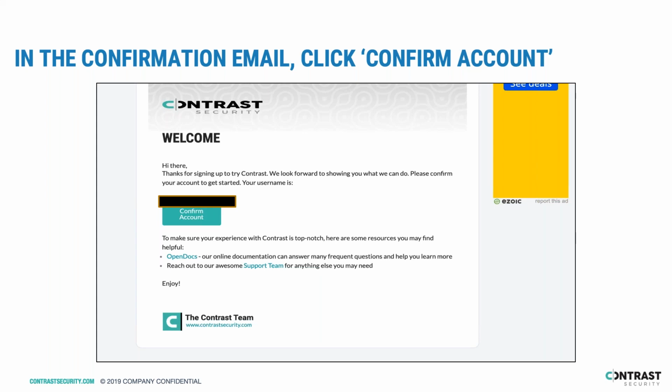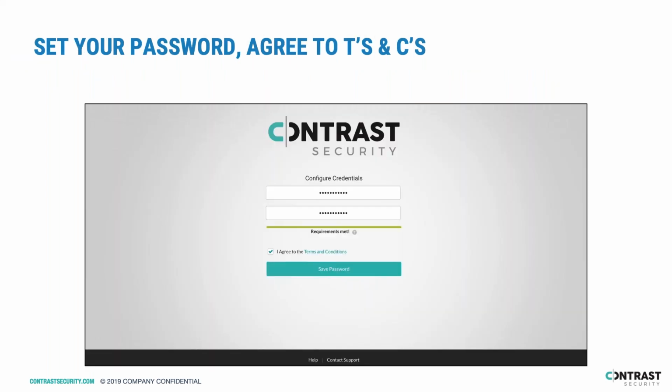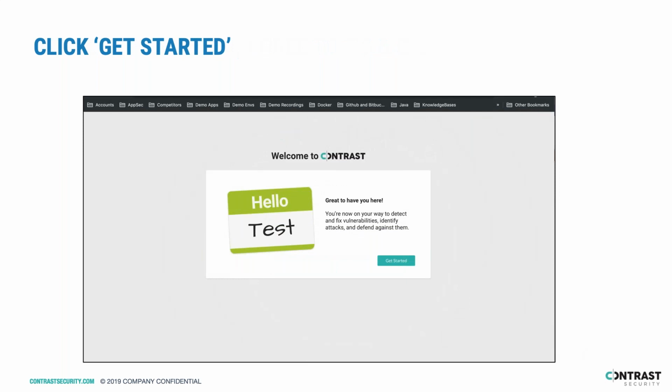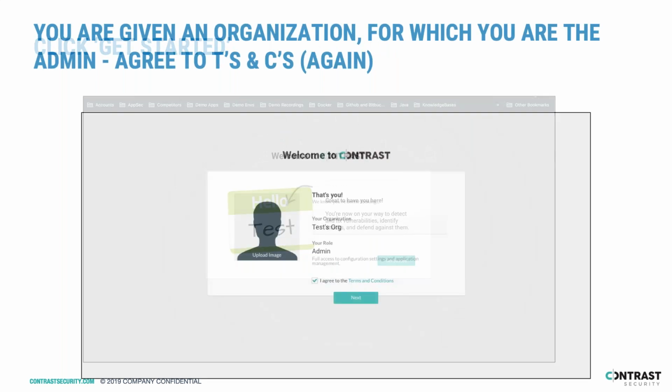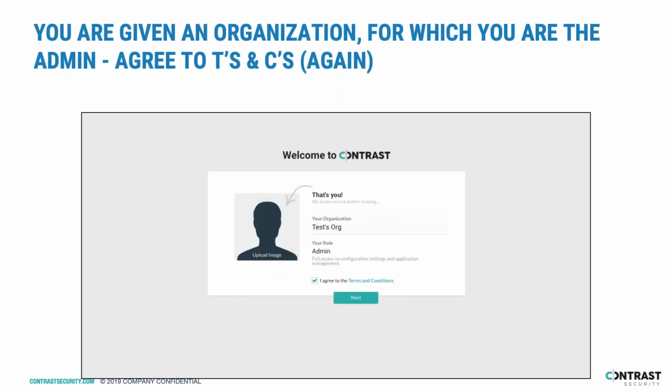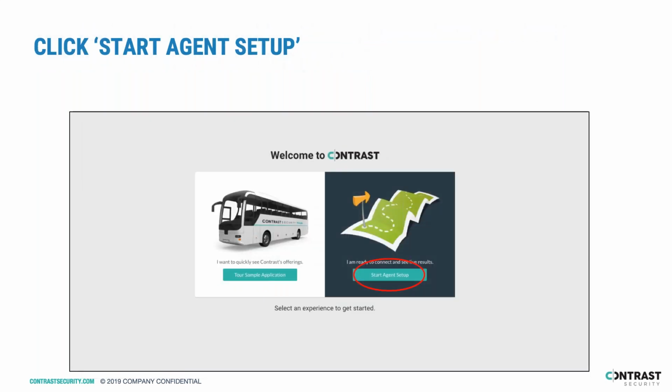Keep going? Okay. So once you confirm the account, you're going to have the opportunity to set your password, agree to terms and conditions. You're going to get greeted on the screen by us, and you'll have the opportunity to get started. We know who you are. You're going to be given an organization, which is like a tenant in our Community Edition world. You're walled off from anybody else who's running Community Edition. You're the administrator of an organization. And after you agree to the terms and the conditions, you can get started.